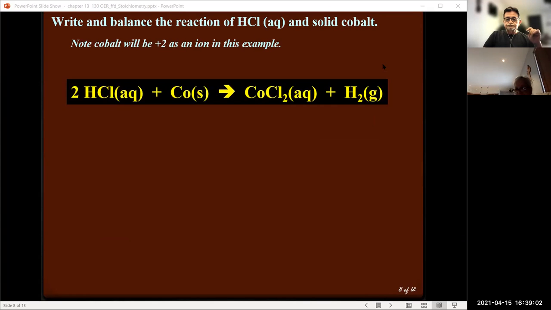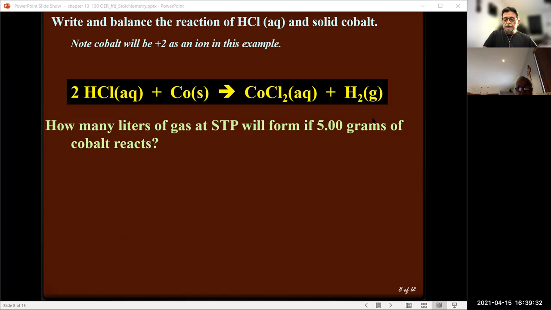Okay, so we write the reaction and we have it balanced. And now the reaction tells us we have 2 hydrochloric acids are required for every 1 cobalt atom or mole to give us cobalt 2 chloride and hydrogen gas, and everything's balanced. We're good to go. Now we can do any type of problem that they ask us now.